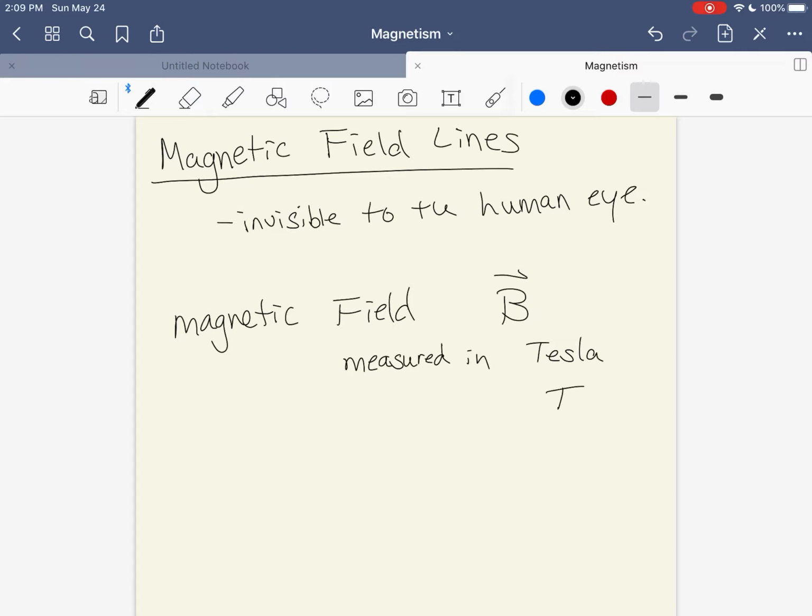Now, we're not going to work with a lot of calculations for magnetic field. That's in grade 12 physics. But I just want you to be aware that magnetic field has a symbol associated with it, and we do measure it in Tesla.